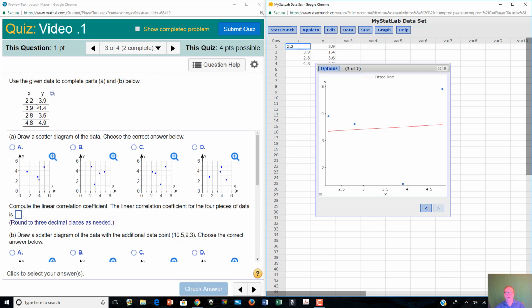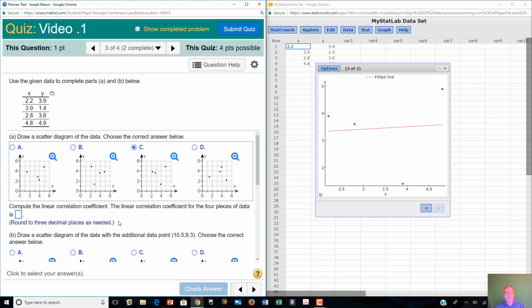2.2 was 3.9. Well, 2.2 is right about here, and I don't see any point above it, right? And 2.2 is here. Oh, that looks like 3.9, so that's good. 2.2, no wait, that looks higher than 3.9. That's 4.9, isn't it? So over here, 2.2, that looks like 3.9. 2.2, no. So just using that first point, it's going to be C. So this is more of an understanding of what a scatter plot is.